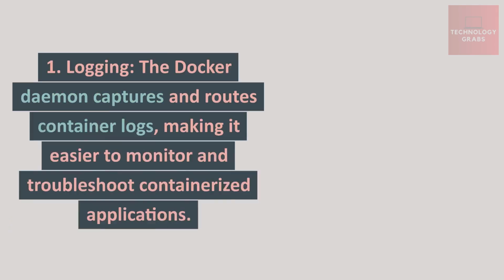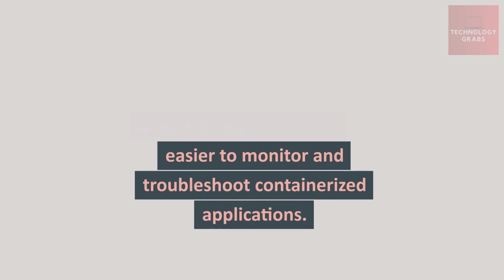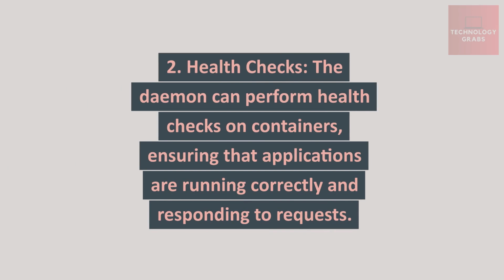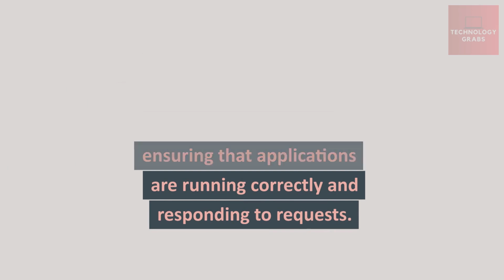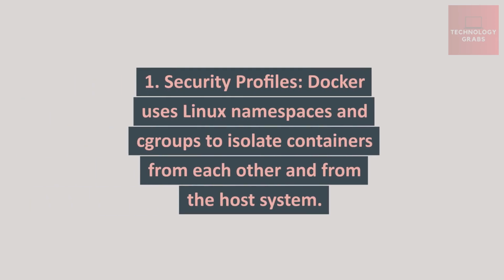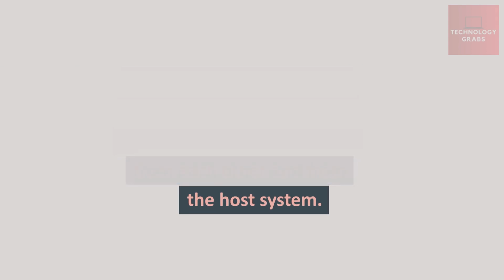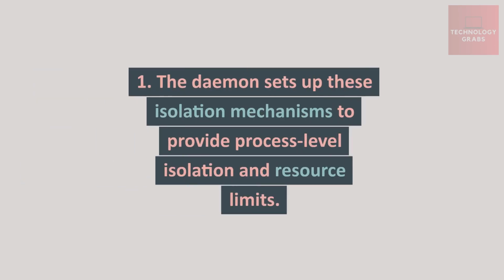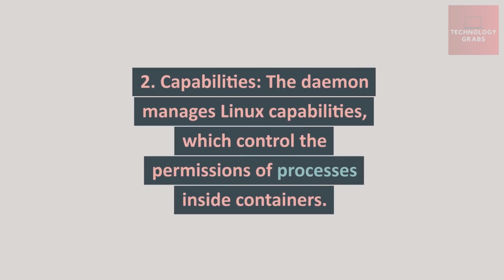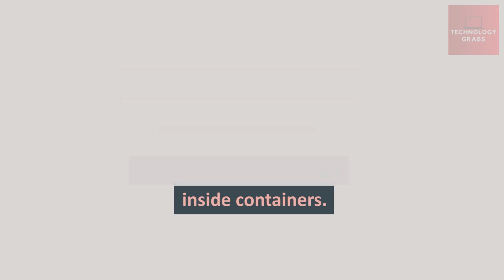Logging and monitoring. 1. Logging. The Docker daemon captures and routes container logs, making it easier to monitor and troubleshoot containerized applications. 2. Health checks. The daemon can perform health checks on containers, ensuring that applications are running correctly and responding to requests. Security and isolation. 1. Security profiles. Docker uses Linux namespaces and C groups to isolate containers from each other and from the host system. The daemon sets up these isolation mechanisms to provide process-level isolation and resource limits. 2. Capabilities. The daemon manages Linux capabilities, which control the permissions of processes inside containers.